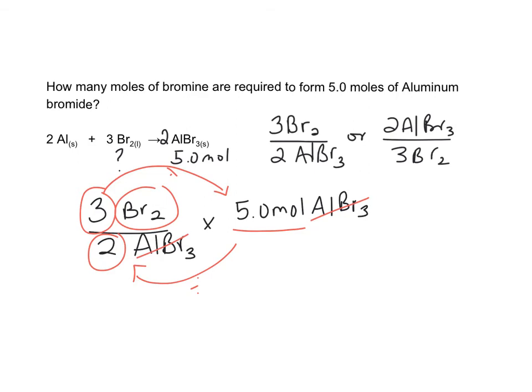So you get 3 times 5, 15, divided by 2, 7.5 moles of Br2. So you multiply your mole ratio by your known substance so that your known substance cancels out, and you're left with moles of what you want to find.